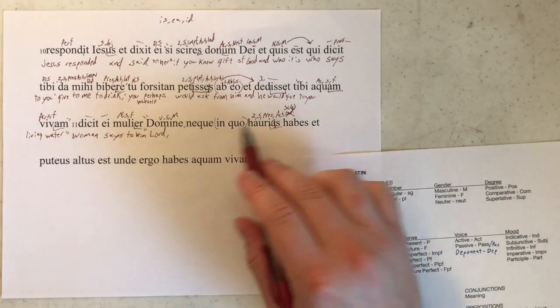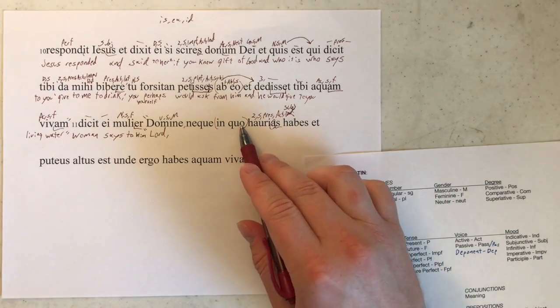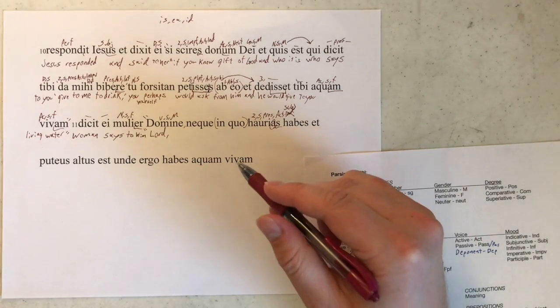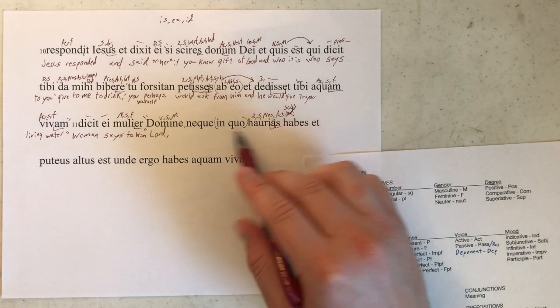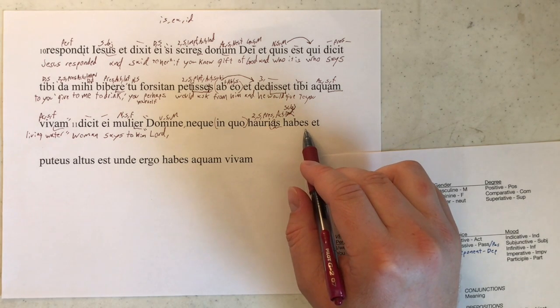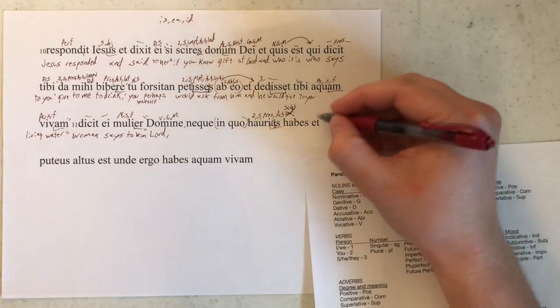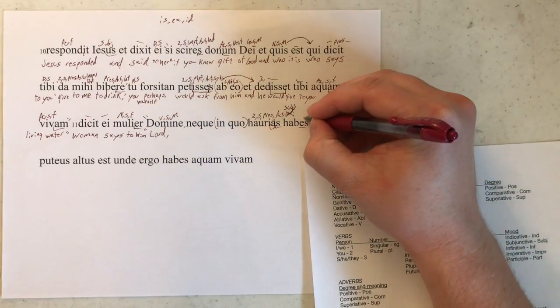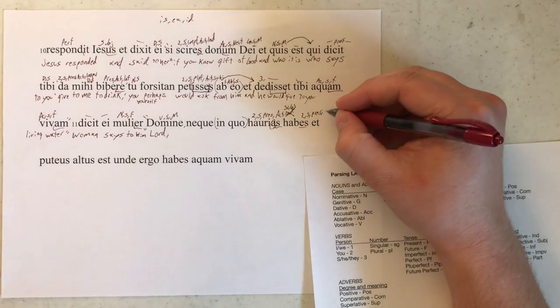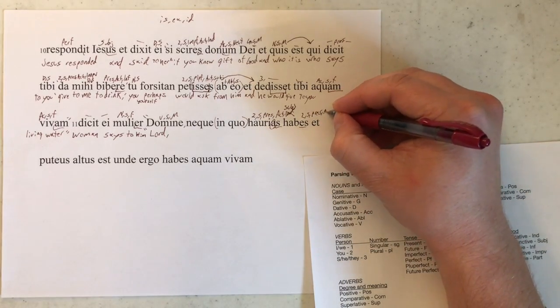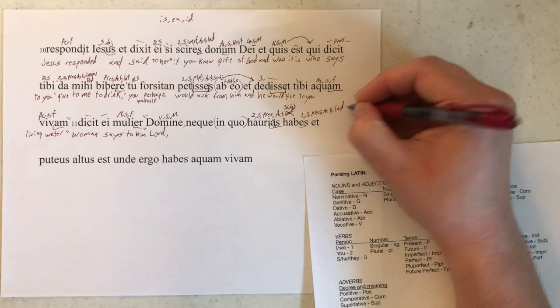And then we've got two different clauses actually in here. In quo, I should have seen that immediately with the quo. So we've got a relative clause, in quo haurias, and the neque habes is our main clause. Habes, of course, is going to be our actual second person singular present tense. That's a second conjugation, is active and truly indicative.